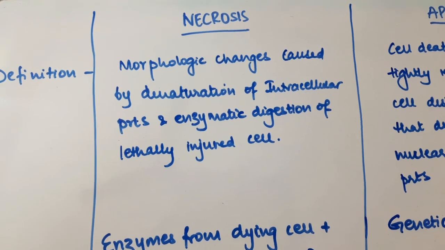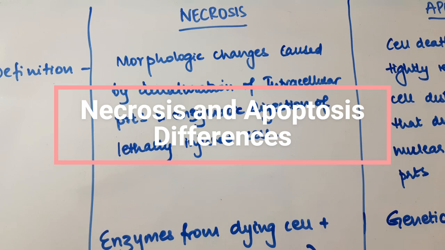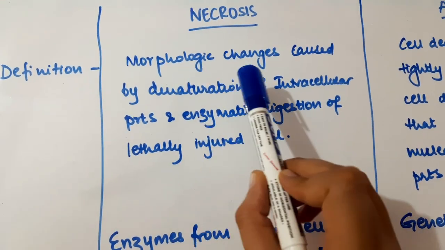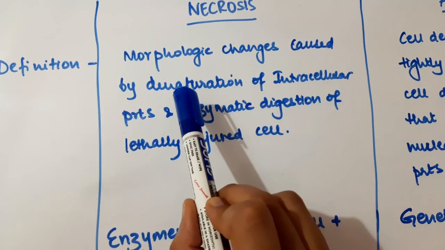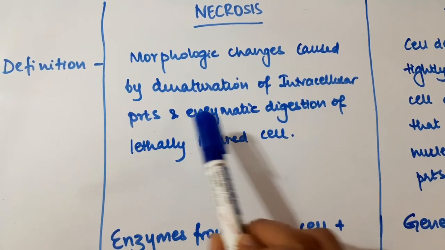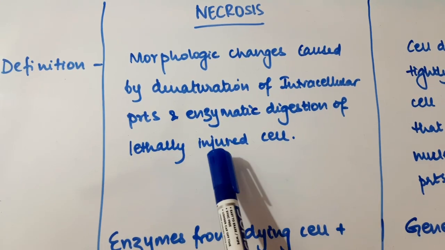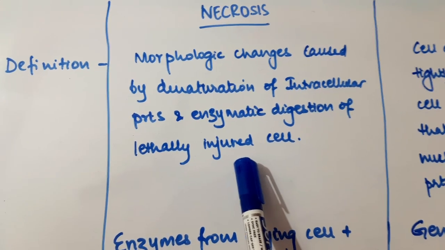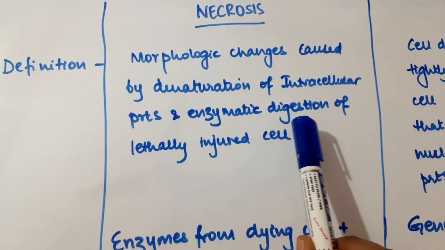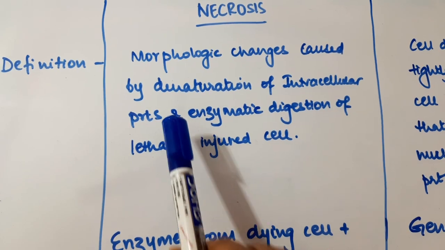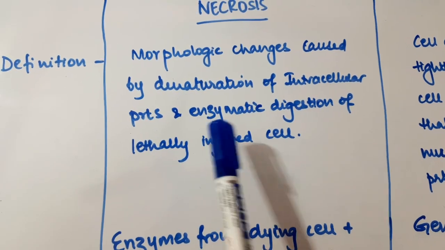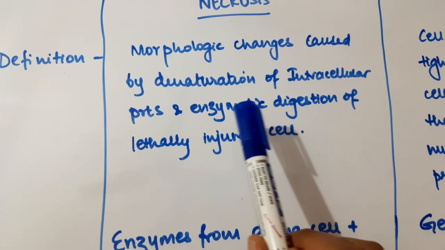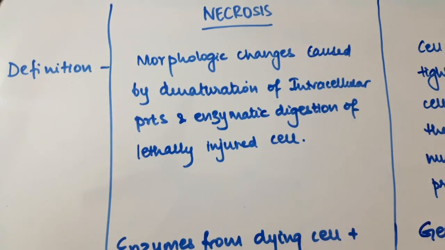Hello everyone. In this video we will talk about the differences between necrosis and apoptosis. Necrosis is a set of morphological changes which is caused by denaturation of intracellular proteins and enzymatic digestion of a lethally injured cell. So what happens is when a cell gets lethally injured, it undergoes denaturation and enzymatic digestion, especially the intracellular proteins of that cell. The morphological changes which arise due to this process is called necrosis.